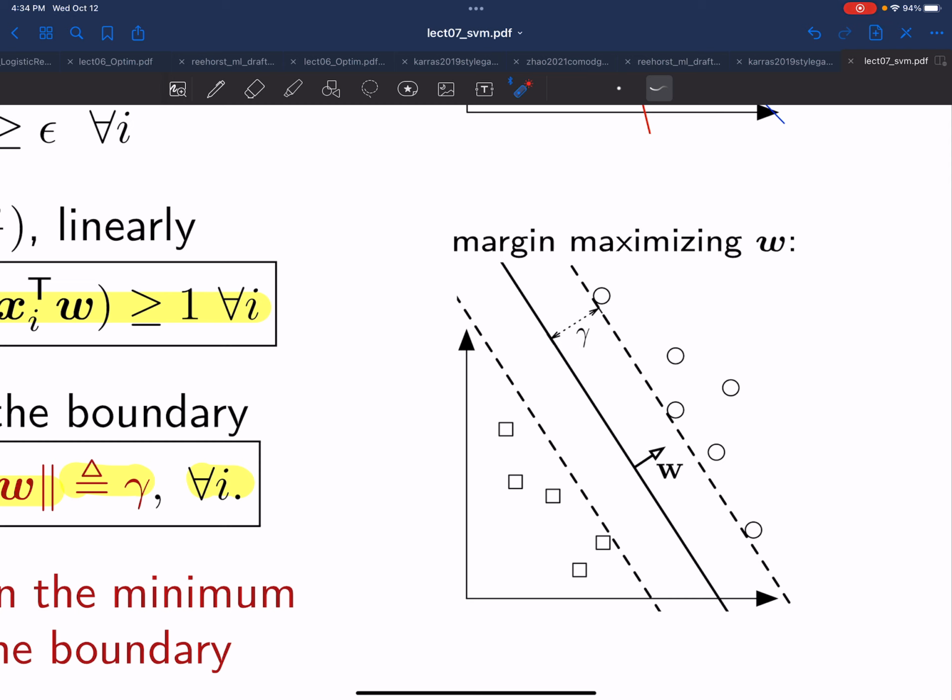Does support vector machine only work if it's linearly separable? That's a great question. We're first going to talk about a version that only works when it's linearly separable because it's easier to write down, and then we're going to fix it. Right, but that's a great question.